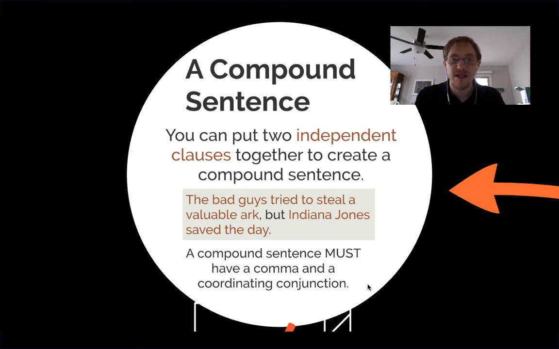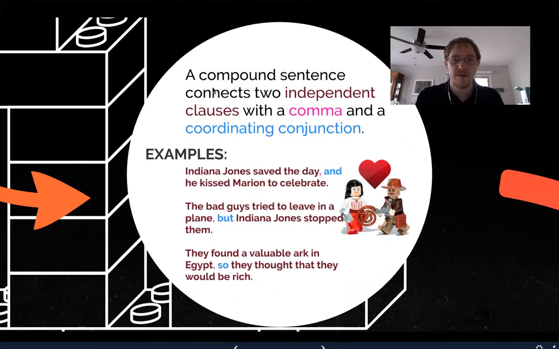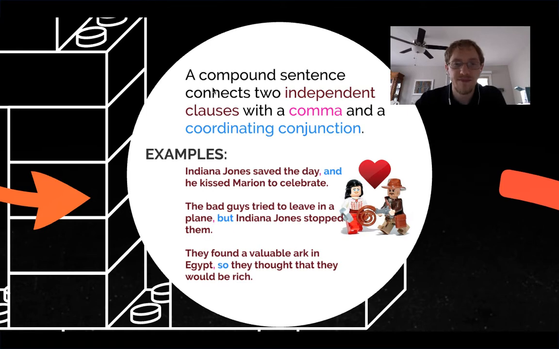Now, a compound sentence has two independent clauses put together. Here's an example. The bad guys tried to steal a valuable ark, but Indiana Jones saved the day. Notice that a compound sentence must have a comma and a coordinating conjunction. The comma and the coordinating conjunction connect two independent clauses together. Let's look at some other examples.